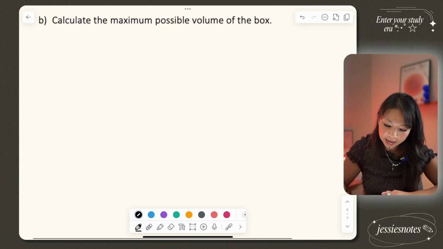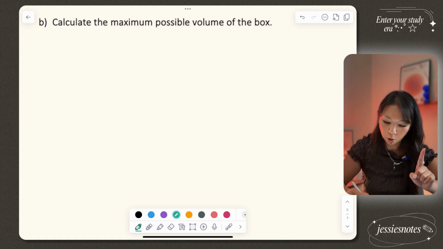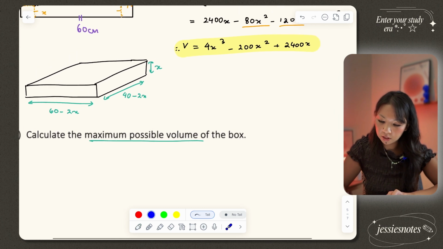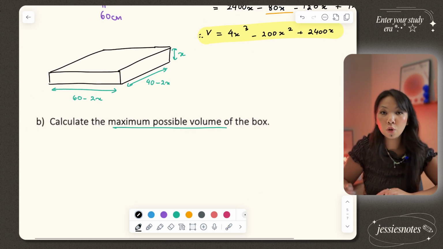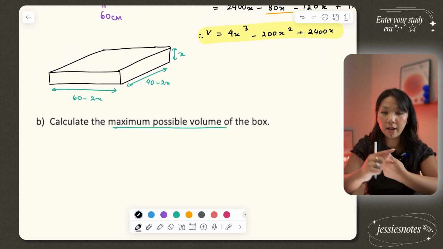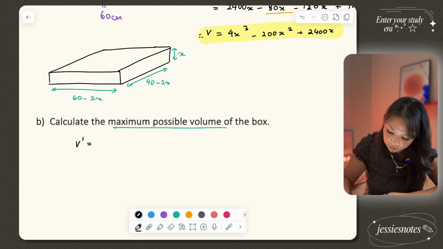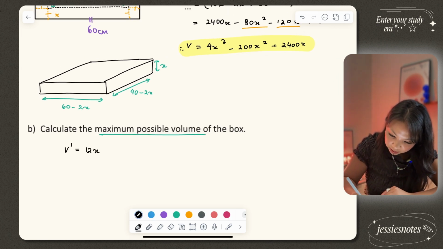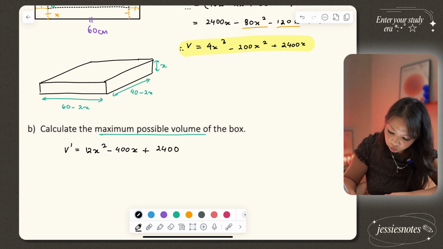Next, B. Calculate the maximum possible volume of the box. So now we're maximizing the volume. Good thing the volume formula is just right there. So let's continue. First step, we need to find the stationary point. So we're going to find the derivative, v dash. If I differentiate this, we get 12x squared minus 400x plus 2,400.